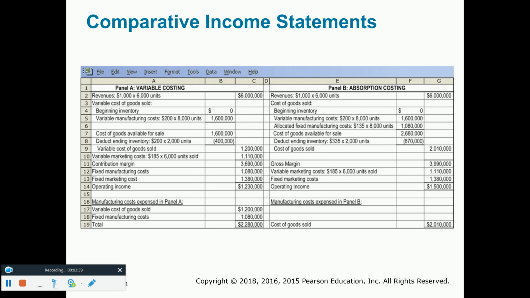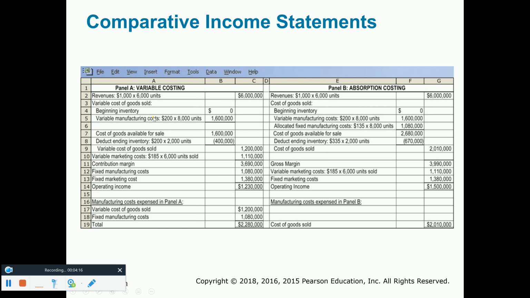We're going to start with variable costing. So you can see the first item, and by the way, these numbers are in your textbook. They are under the variable and absorption costing section in your textbook. The information is as follows. The selling price is $1,000 per unit. We sold 6,000 units. So if we take the revenues, $1,000 times 6,000 units, you can see that our revenue is $6 million for the period.